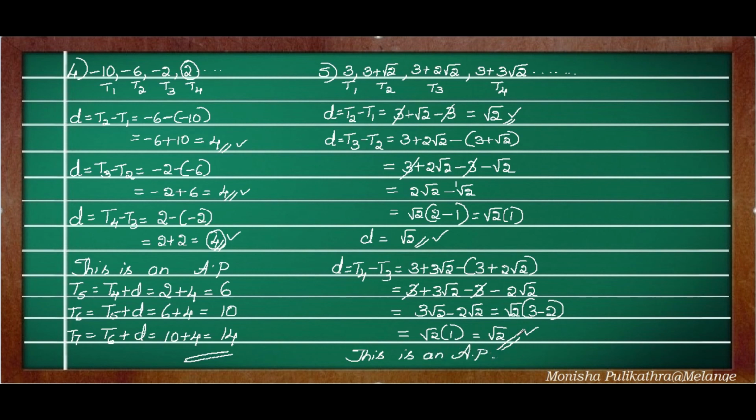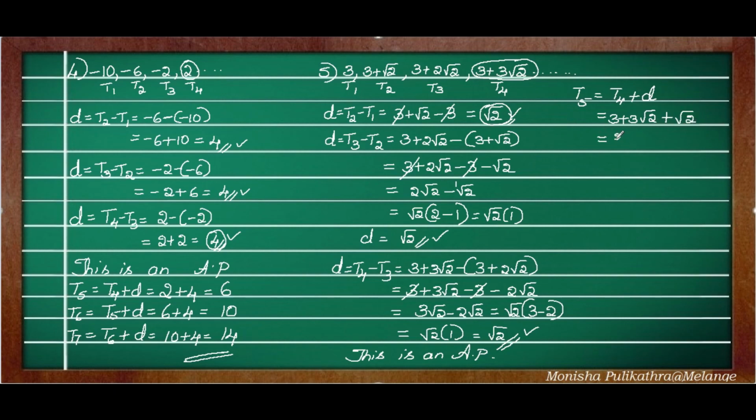So if this is an AP, then you need to find out the next 3 terms. Okay. First one is T5. T5 means previous term plus common difference. So what is the previous term? The 4th term is 3 plus 2 root 2. So 3 plus 2 root 2 plus the common difference, which is root 2. The common difference is root 2. Right?